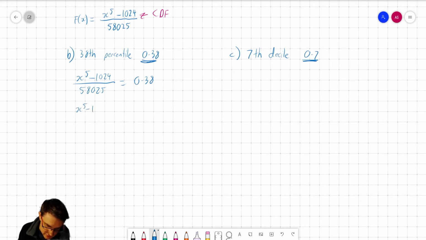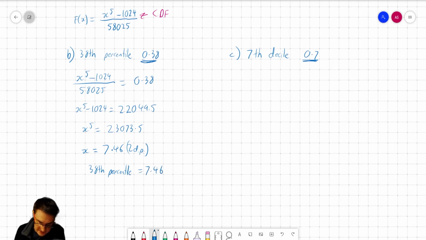So again, using our algebra to rearrange and solve this, I end up with 220949.5. And again, make x on its own, that's going to be 23,073.5. And lastly, when I find the answer now, after I find the root of that, I get 7.46, and this is again to 2 decimal places. And so the 38th percentile is equal to 7.46.